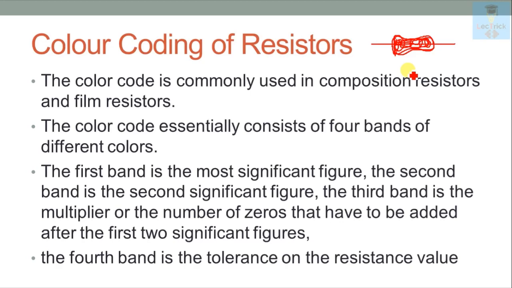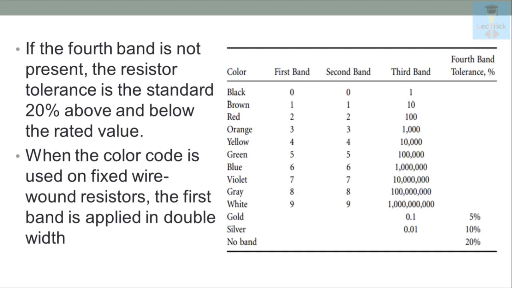For composition and film resistors, the color code essentially consists of 4 bands of different colors: 1, 2, 3 and 4. The first and second bands are digits directly: the first band is the most significant digit, the second is the second significant figure, and the third band is the multiplier. The fourth band is the tolerance. If the fourth band is not present, the resistor tolerance is a standard 20%.